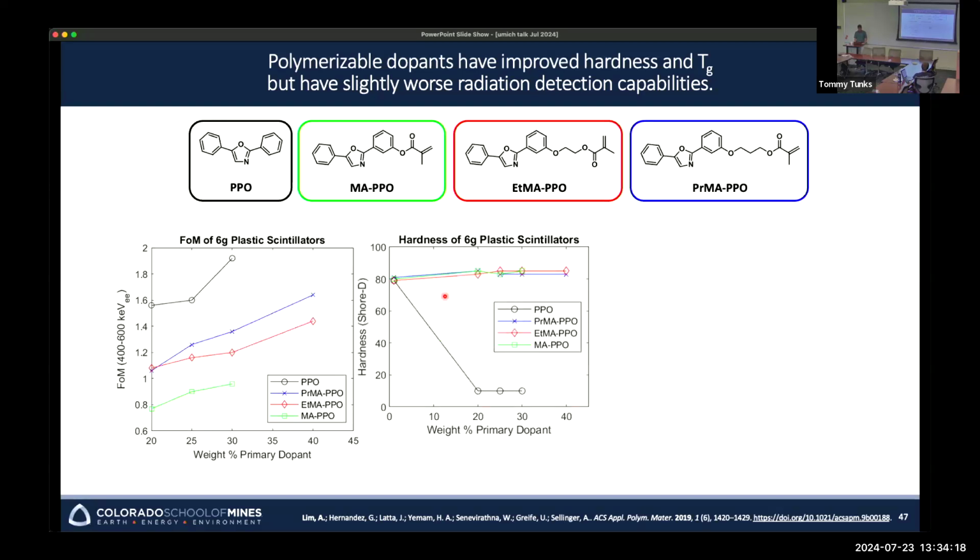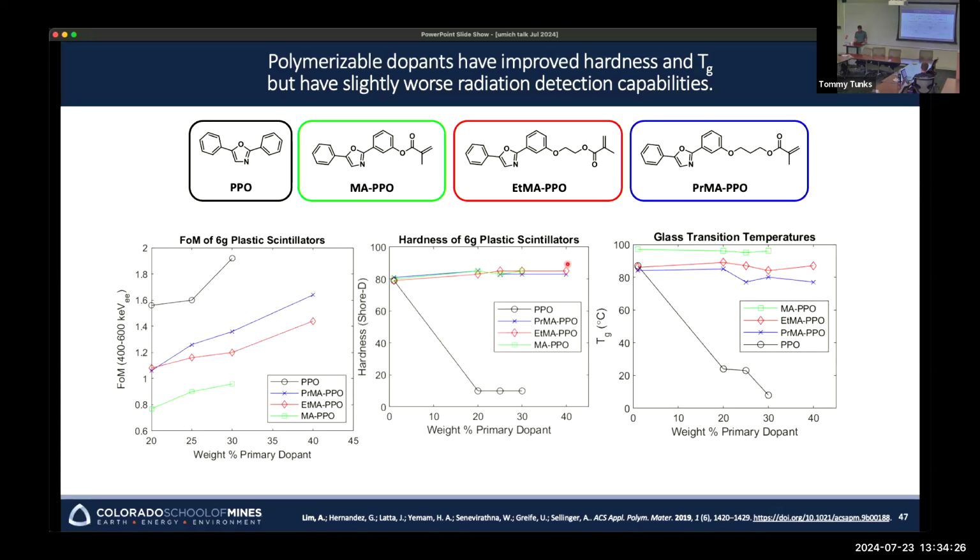And the hardness is, all 3 of these are hard throughout. So again, dopants are integrated into the matrix, and the glass transition temperature. So this is basically just a thermal experiment that we do just to show when the matrix starts to move. And so all of these are at good temperatures.